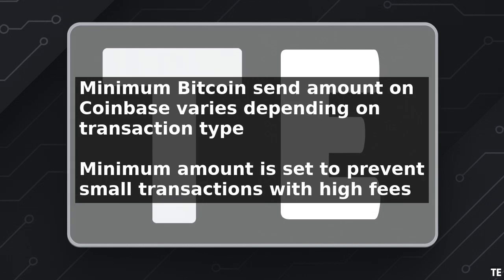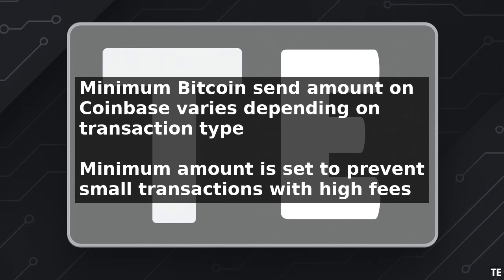First, log into your Coinbase account and navigate to the send or transfer page. Select Bitcoin as the currency you want to send and enter the recipient's Bitcoin address. Before entering the amount, Coinbase will display the minimum amount required for the transaction.